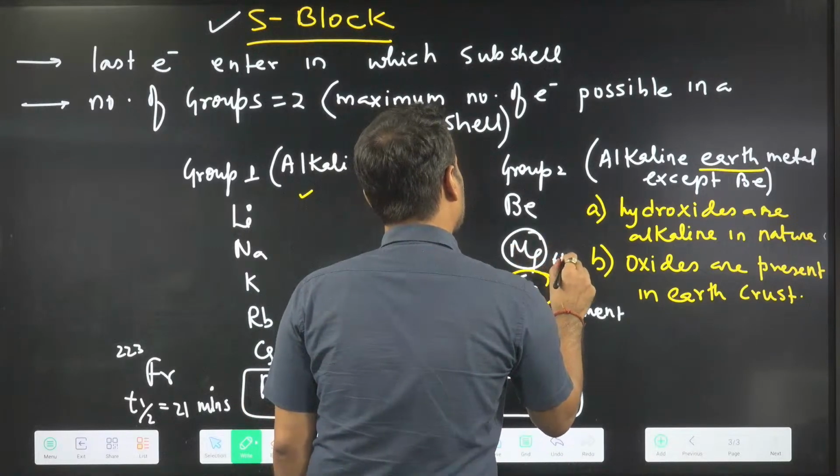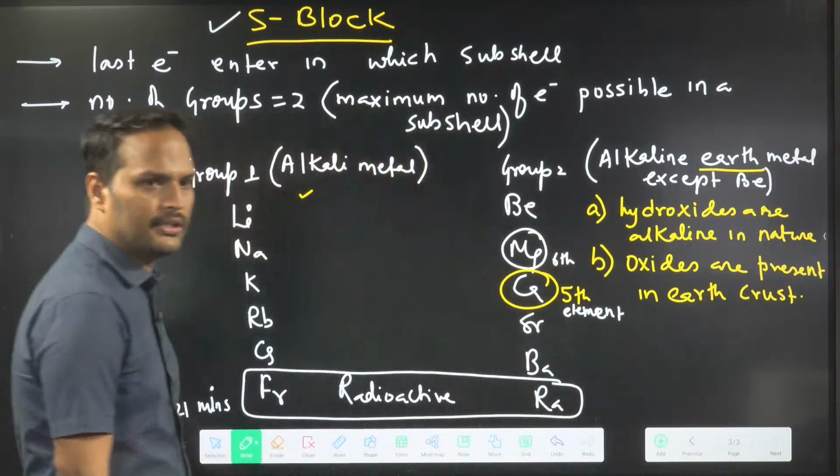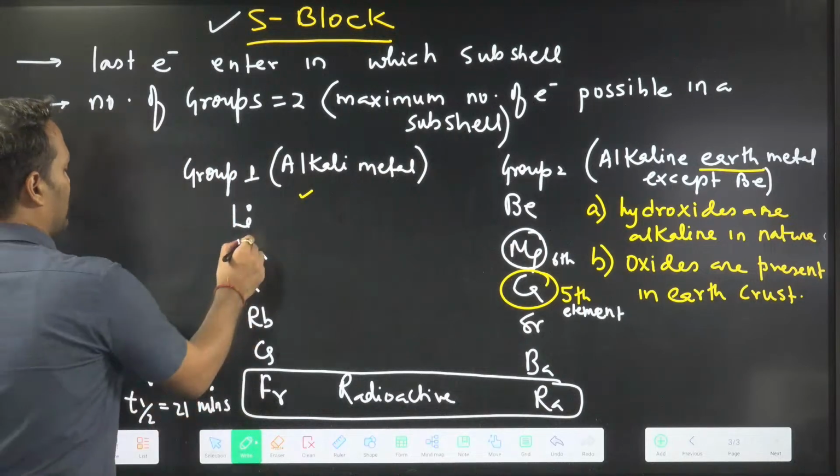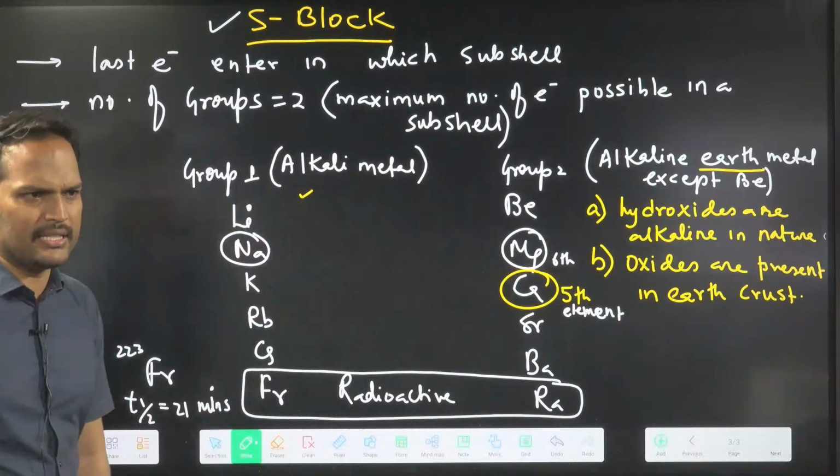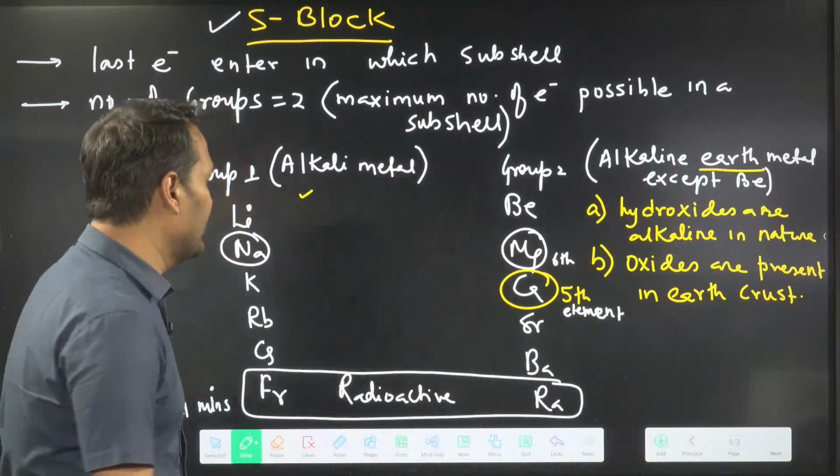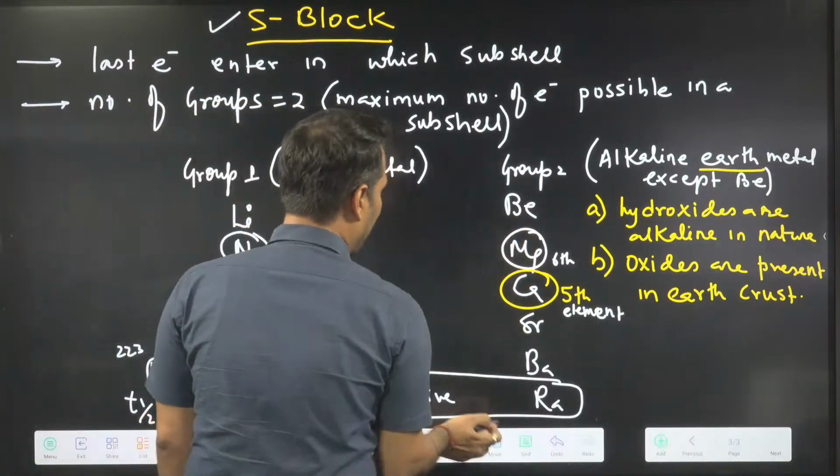Magnesium is your sixth most abundant element. Somewhere it is written that sodium is seventh, although not written in NCERT. In NCERT they have written calcium and magnesium only.